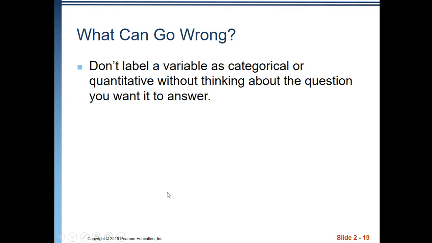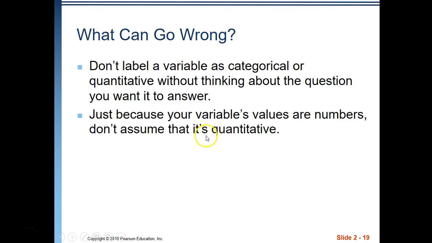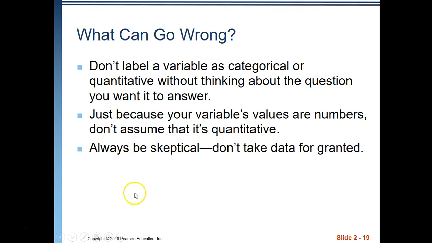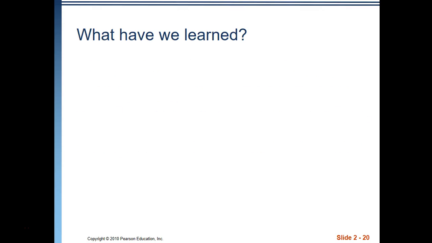So, what can go wrong? Well, don't label a variable as categorical or quantitative without thinking about the questions you want answered. Just because your variable's values are numbers, you can't assume that they're quantities. And also be skeptical. You need to double check that data and make sure that you completely understand where it's coming from and its purpose.